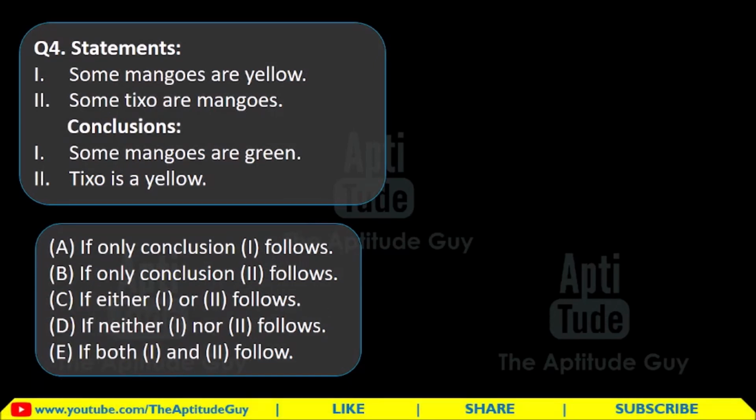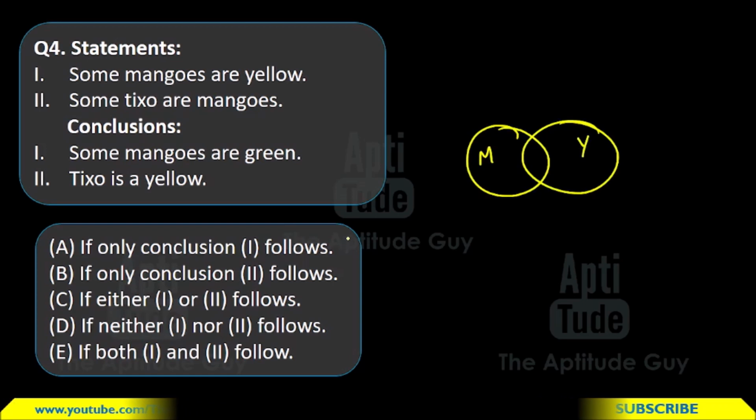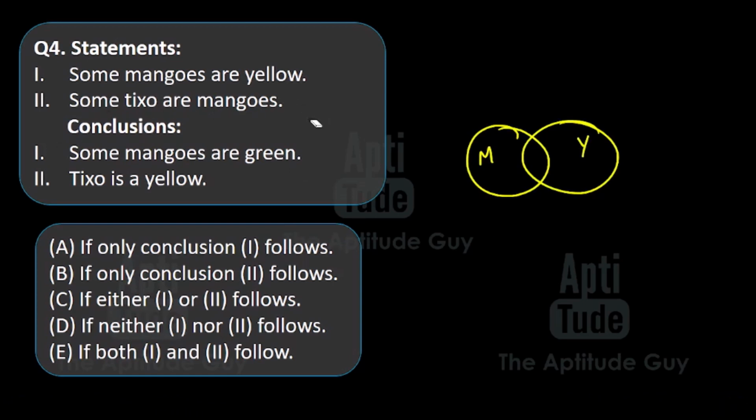Okay, I'm sure this question would have put a weird expression on your face. Let's do this. Some mangoes are yellow. Okay, some mangoes are yellow. Done. Some ticso are mangoes.